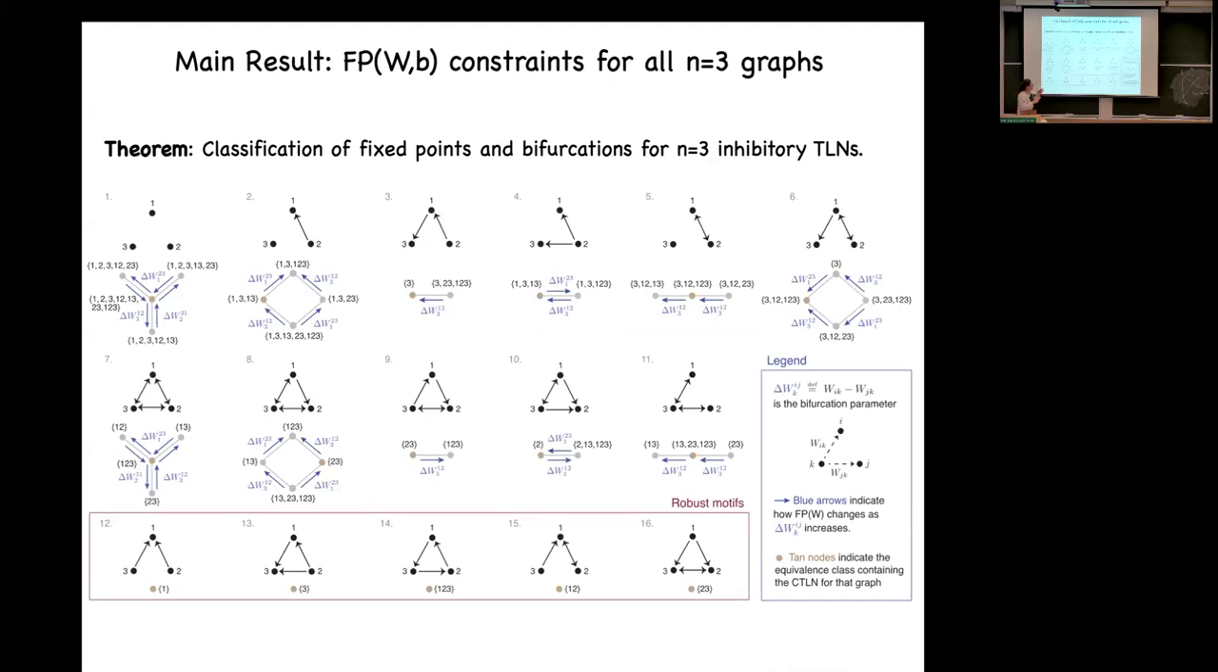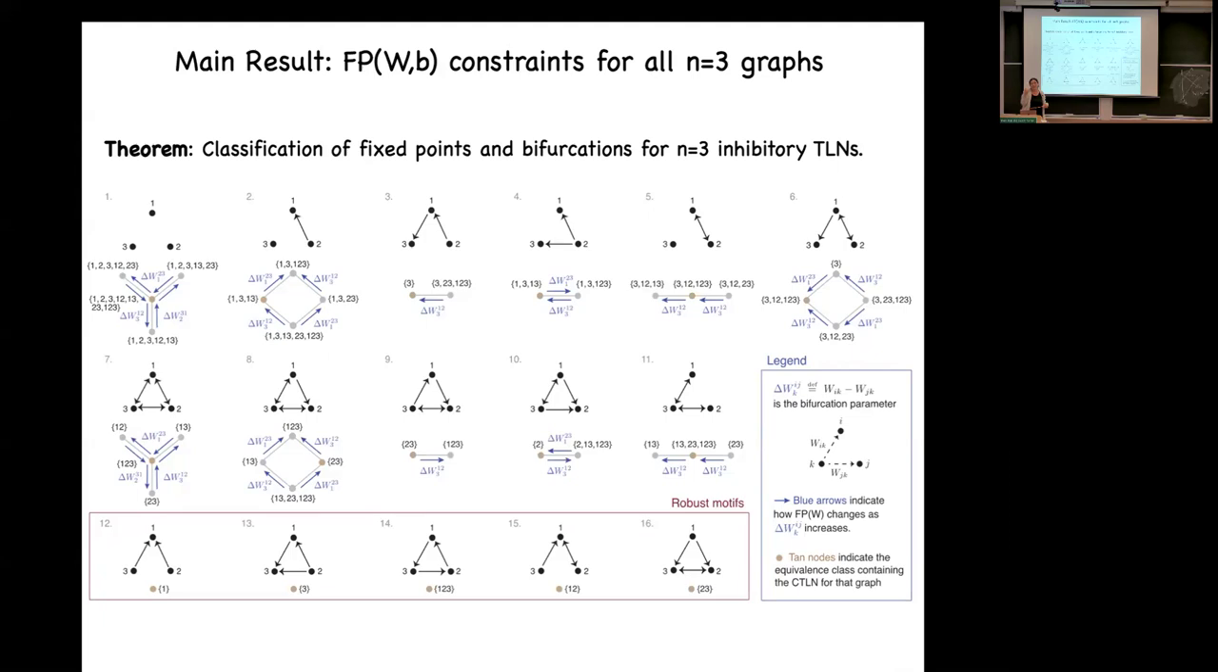with Chris, we were able to come up with a complete classification of the bifurcations that can happen at the level of fixed points for all the n=3 graphs. So you imagine you have your three-dimensional TLN space. Every W matrix has a corresponding graph. So this is a partition into 16 pieces of your space. And depending on what the graph is, we can now tell you, as you vary your W matrix, all the fixed point configurations you can have.